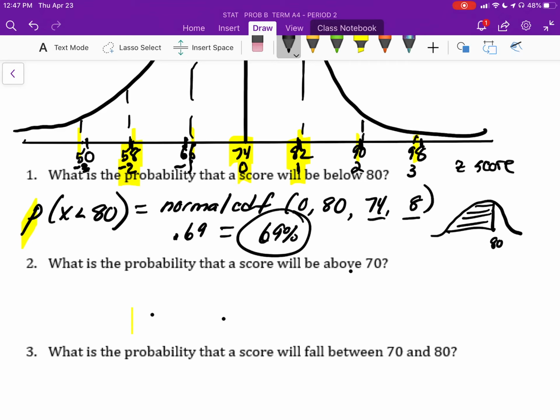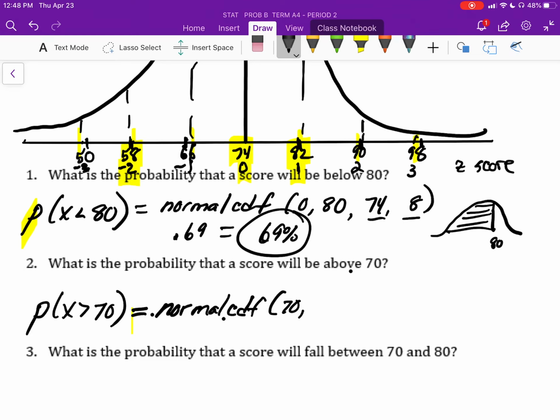Okay. What's the probability that a score is above 70? So in this case, we're asking what's the probability that your score is above 70, so 70 or more. So again, we're going to use our normal CDF. But in this case, we're starting at 70 and we want to go up to the highest score. So the highest score in this model is 100. And again, our mean is 74 and our standard deviation is 8. We looked at a picture of that. 70's here, and we're going this way. It looks like it's going to be probably about the same.